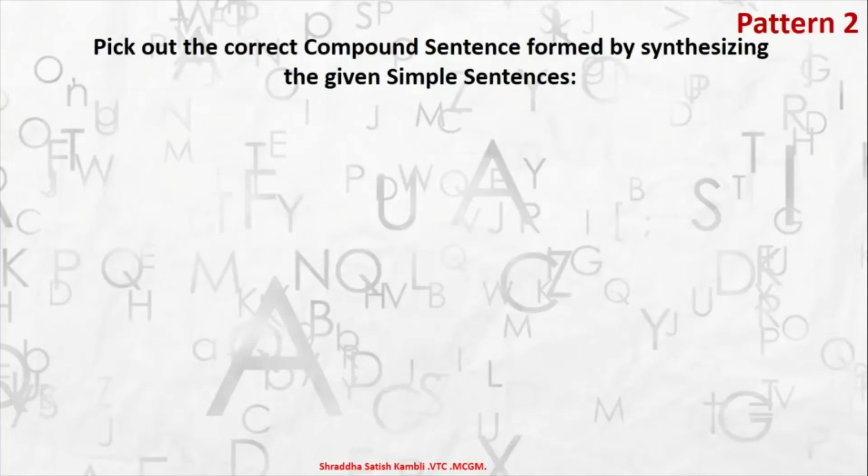And let's see pattern 2 from now. So pick out the correct compound sentence formed by synthesizing the given simple sentences. So here are the simple sentences for you. He is slow, he is perfect. So these are the 2 simple sentences. You will have to combine these 2 and form a compound sentence. So we already have four options. We have already tried our hand at doing it. But now we have to decide which of these options is the correct one. That's it. Okay, so come on, let's start by looking at the options.